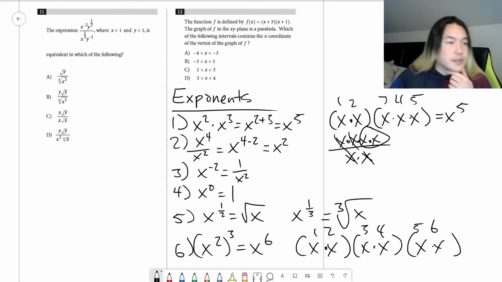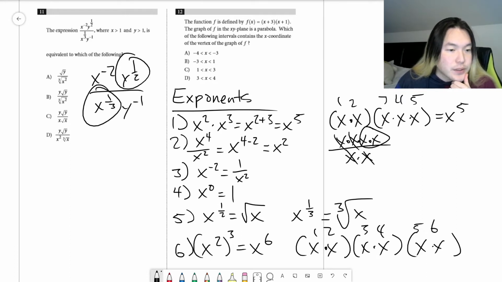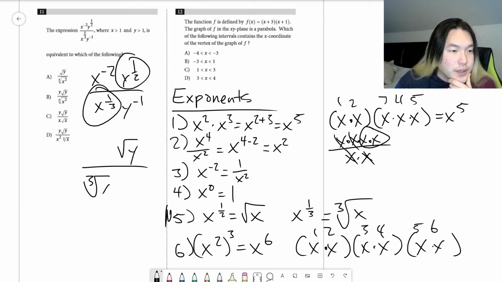Okay, so let's take a look at this question again. So we have x to the negative 2, y to the 1/2 over x to the 1/3 times y to the negative 1. Okay, so let's start with these here. So we're going to use rule number 5. This would be root y. This is cube root x.